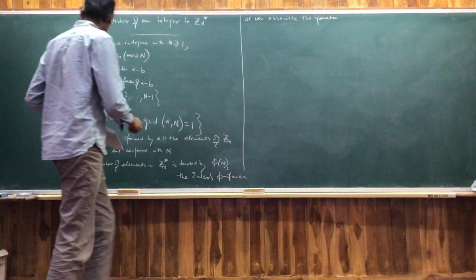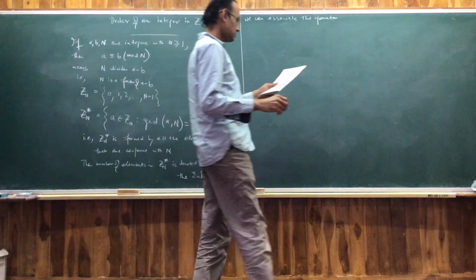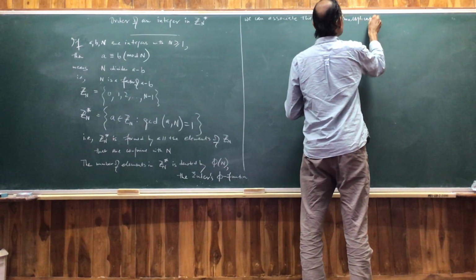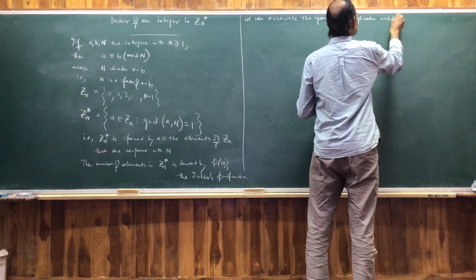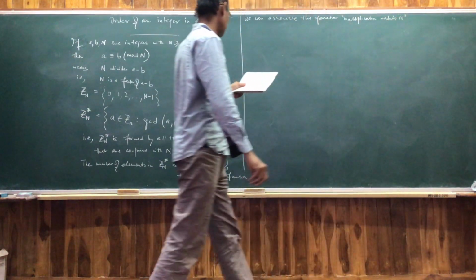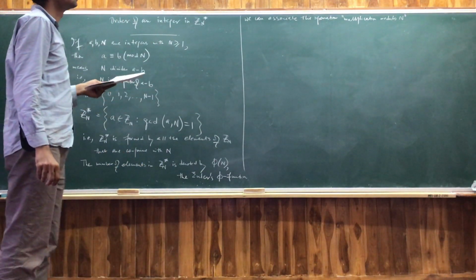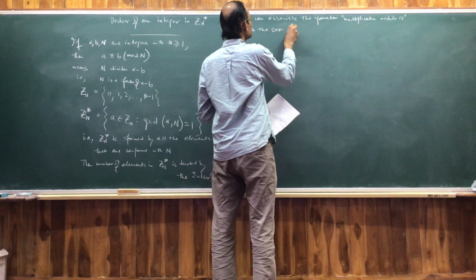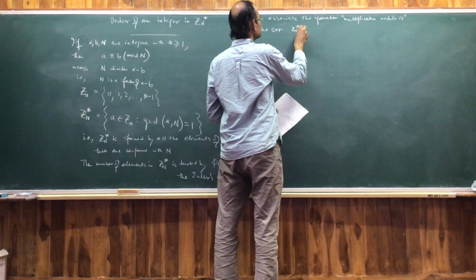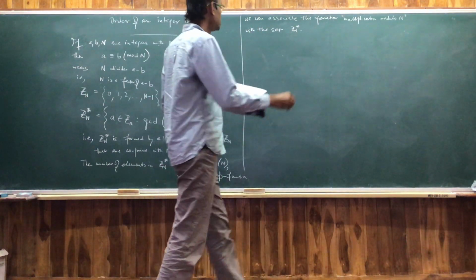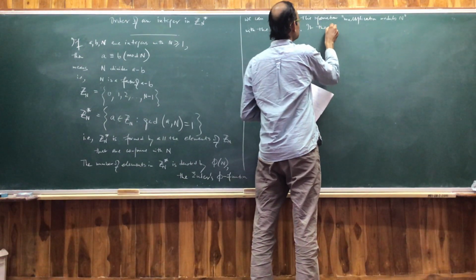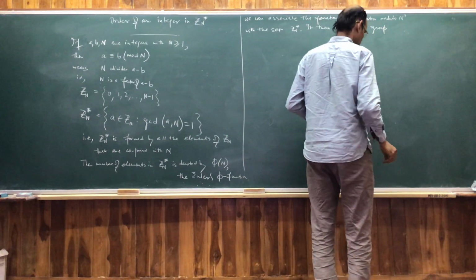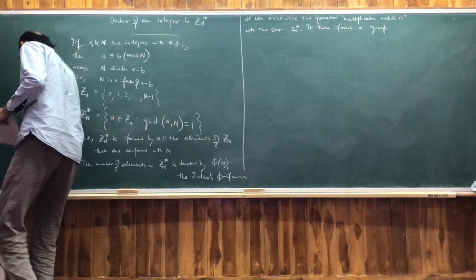We need some structure for this Zn star. We will associate the operation multiplication modulo n. With this operation, it forms a group. Let me check.